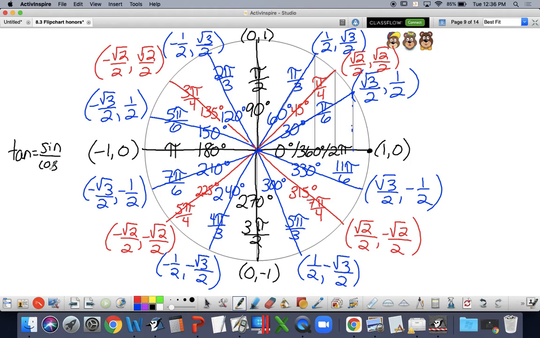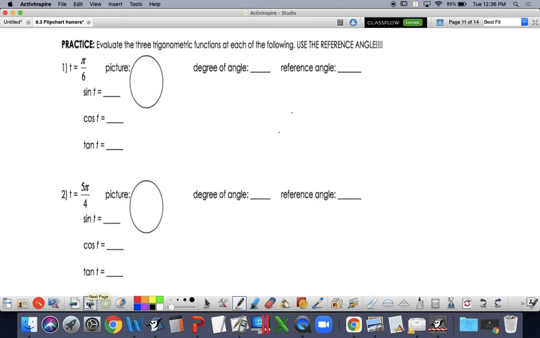So we got this. Let's look at our first question here. There we go. We've got pi over 6. I'm going to make us fill out a bunch of stuff just to make sure we know how to do it. What is pi over 6 in degrees? It's on your unit circle. 30 degrees. So what's my reference angle? 30 degrees, right? It's a number between 0 and 30. It's positive. We've already figured it out.